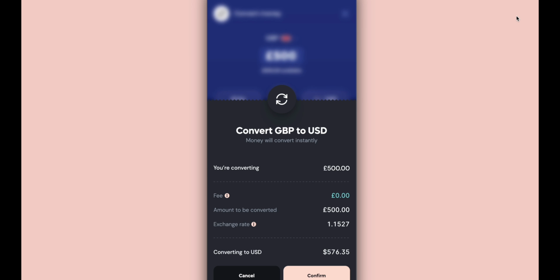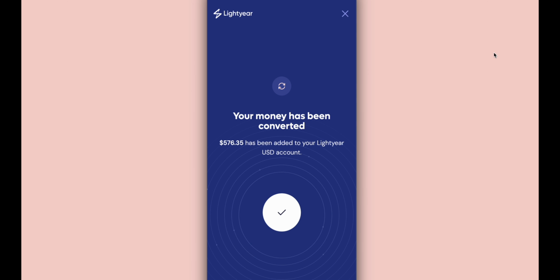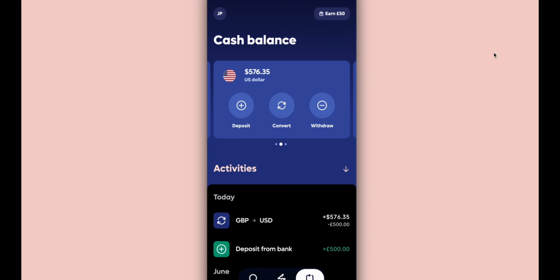But in my case, we can see that there's no fee attached. I'm converting £500 worth. We've got the exchange rate listed as well, and then the amount in USD once converted. Hitting confirm, the conversion takes place and now the money is held in the US dollar account.